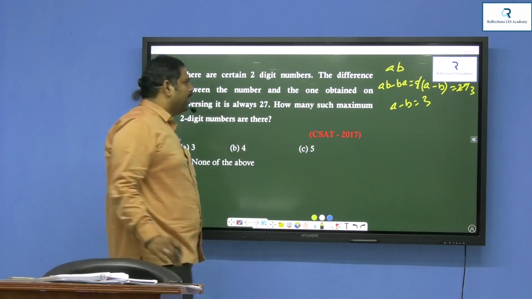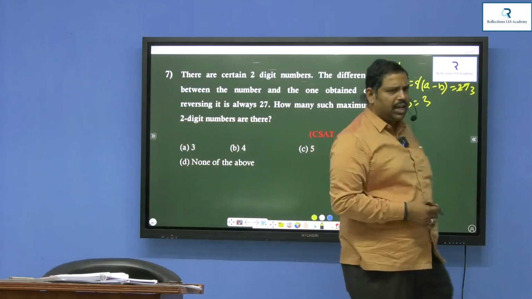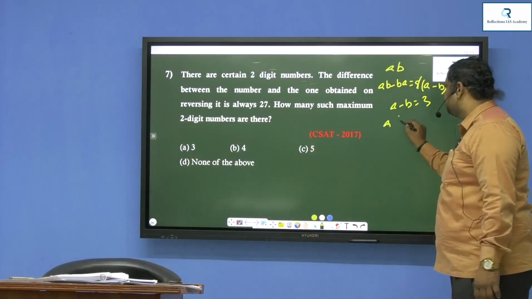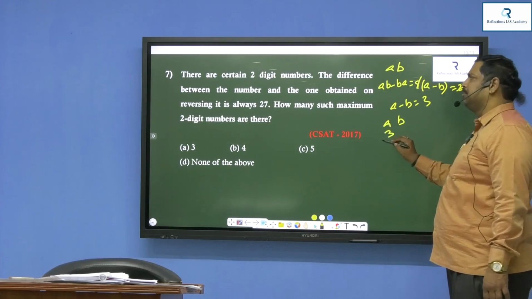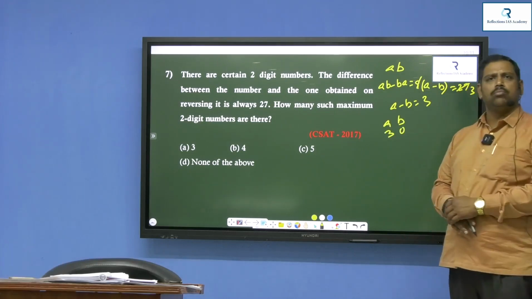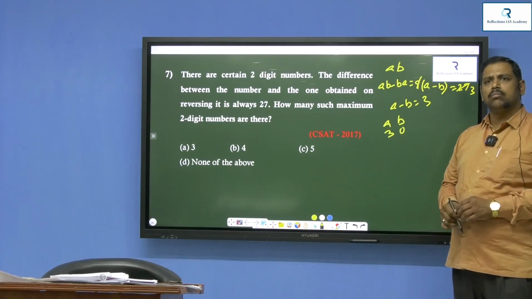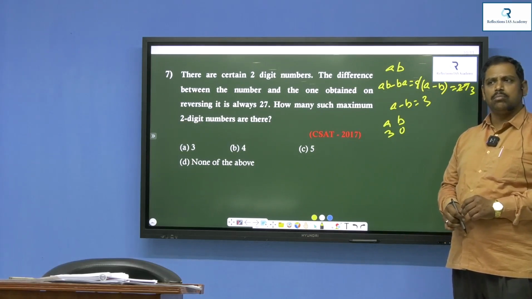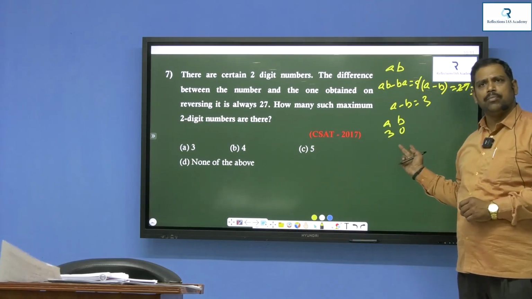Yes or no? To get a difference of 3, here I am writing A and B values. Observe that. If A is 3, B is 0. Is it a possibility? 3, 0. Is it a 2-digit number or not?